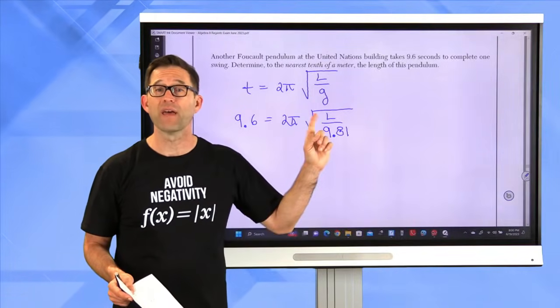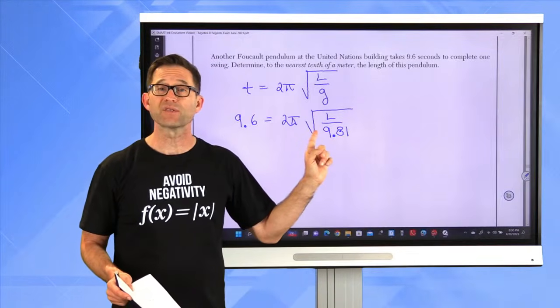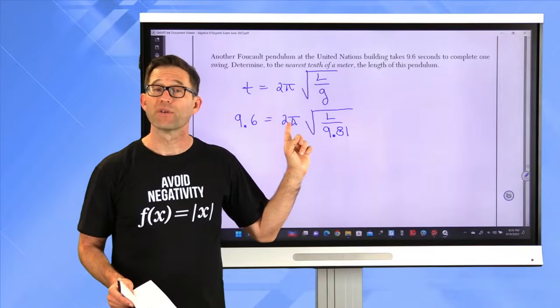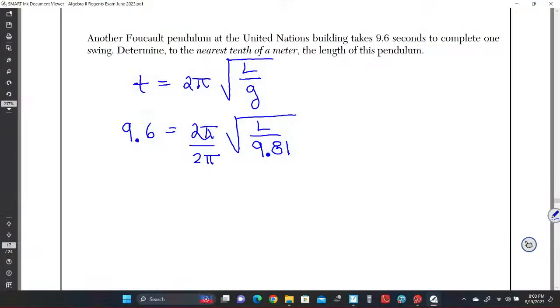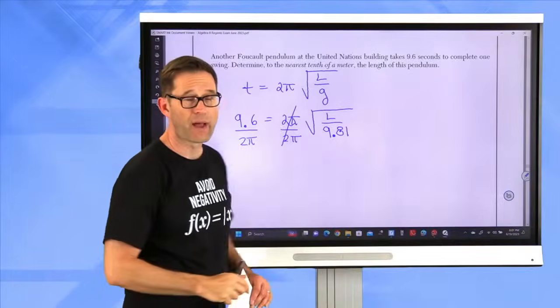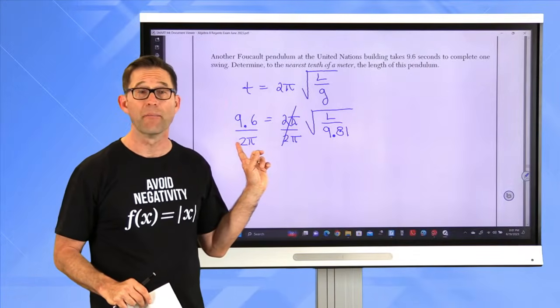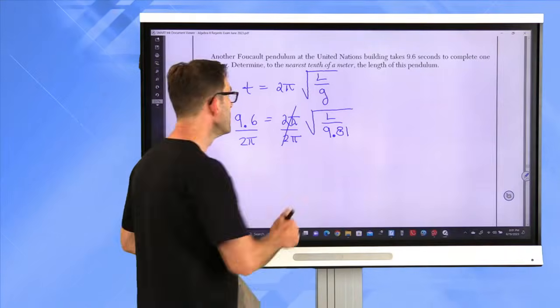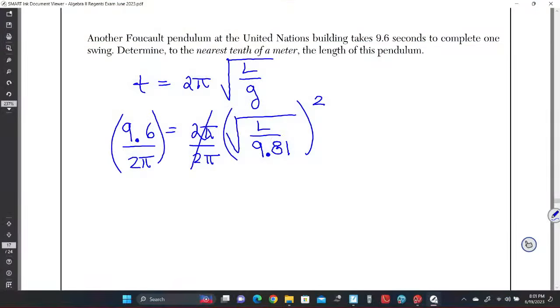What has happened to L? We've divided L by 9.81. We've taken the square root of it, and then we've multiplied by 2π. So in order to solve for L, the first thing I'm going to do is divide both sides by 2π, and there is no way on earth that I'm going to take my calculator right now and figure out what this mess is. I'm not going to do it. Now, in order to get rid of the square root, I'm going to take the inverse of that, and I'm going to square both sides.